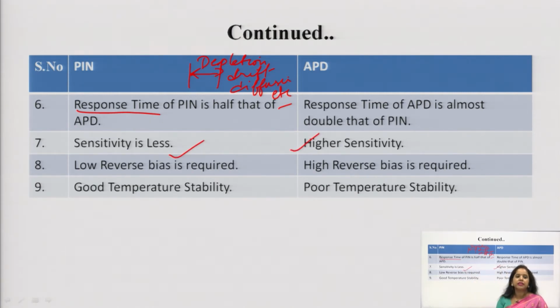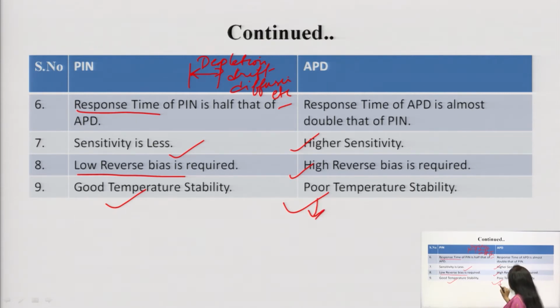Sensitivity is less in the PIN, so the APD has higher sensitivity. Sensitivity basically stands for the efficiency of a device to react to the input given to it. We know that all photodiodes work under reverse bias condition. In the PIN, low reverse bias is required, but high reverse bias is required in the case of an APD. Temperature stability is good in the case of a PIN, but poor in the case of an APD.